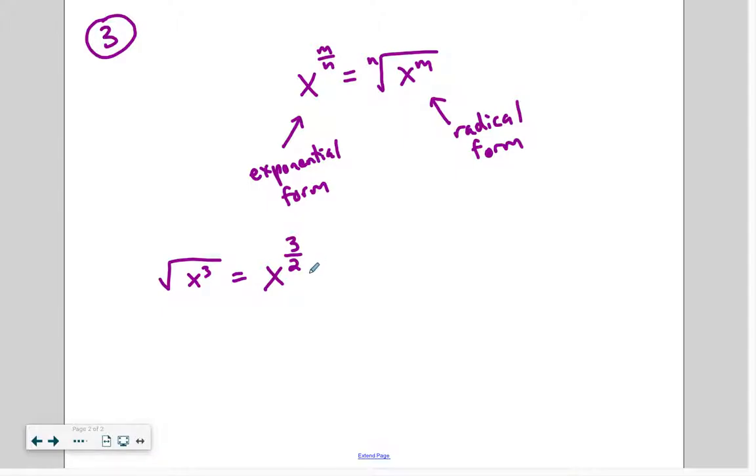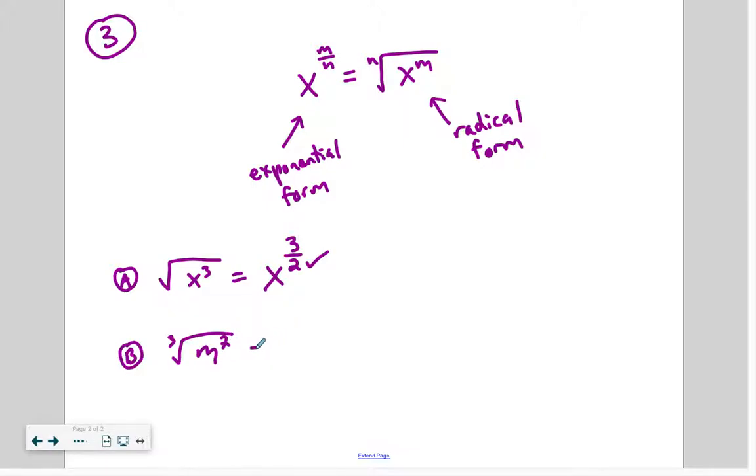Here we go. All right, there's the first one. And Part B. That was example A. All I want you to do is write it in exponential form. Boom. Sweet. Let's do another one. The cube root of m to the 7th.